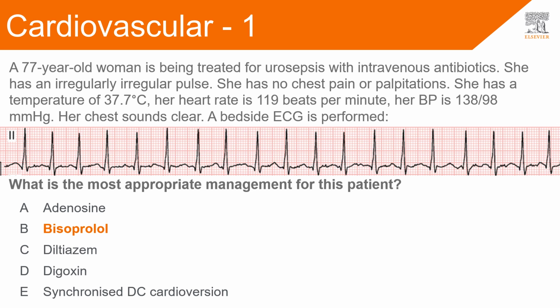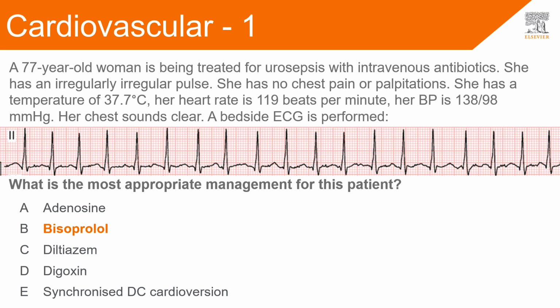Now, in the management of atrial fibrillation, there are 2 main strategies: rate control and rhythm control. Rate control focuses on slowing down the ventricular rate without necessarily converting the AF back into sinus rhythm, whereas rhythm control aims to restore and maintain sinus rhythm.